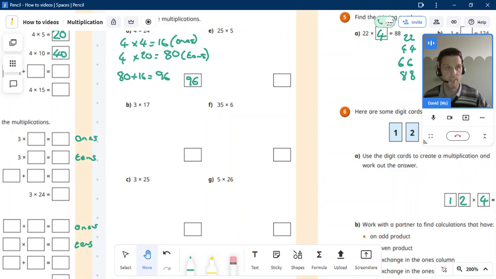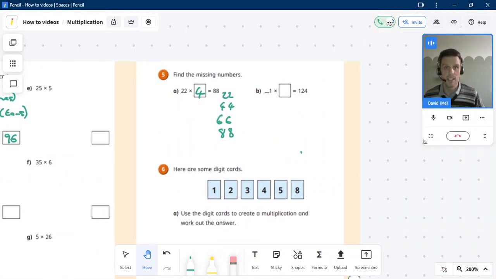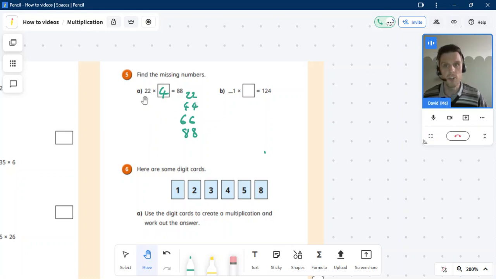Okay, and now it's time to have a go at the rest of the worksheet. So as you can see, this is question 5. Now I've already done 4A to help you. So I've used the repeated addition method to work this out. Okay, so I kept adding 22 until I got to 88, and then I counted the number of times I added it. So it was 1, 2, 3, 4 times. So my answer was 4.